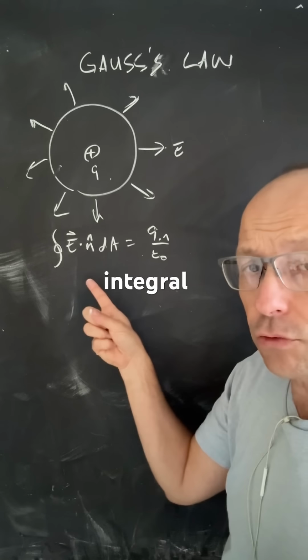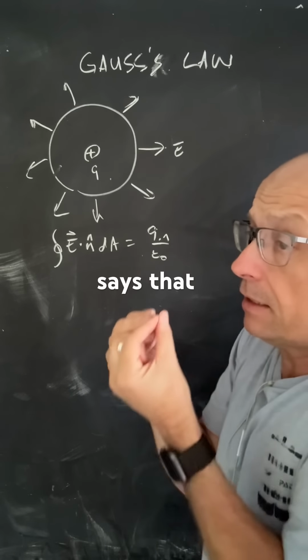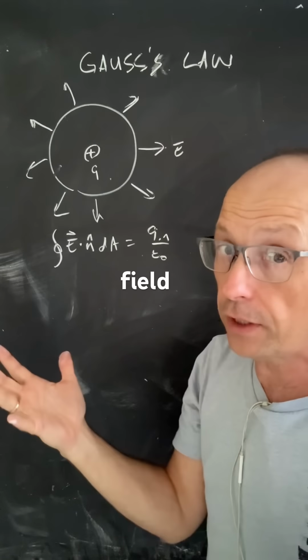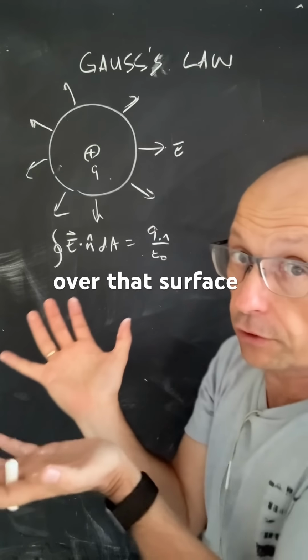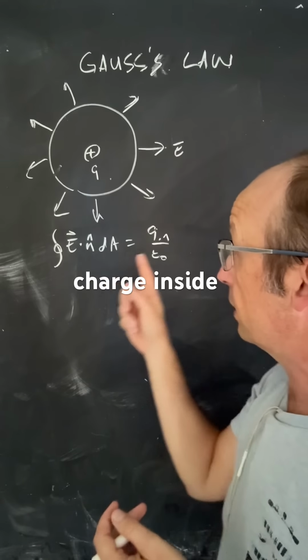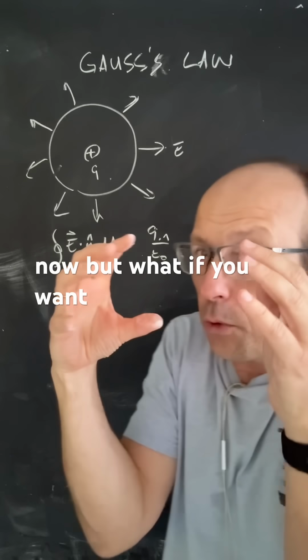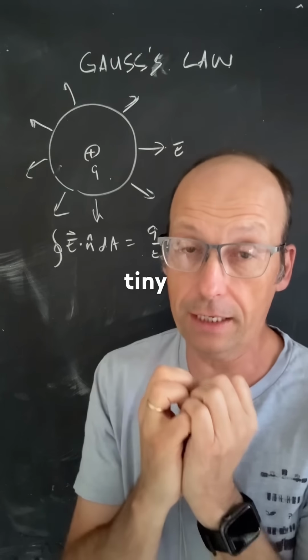This is the integral form of Gauss's law. It says that if you take some surface and integrate the flux, the electric field dot n hat dA over that surface, it's related to the total charge inside. It's Q enclosed over epsilon naught.